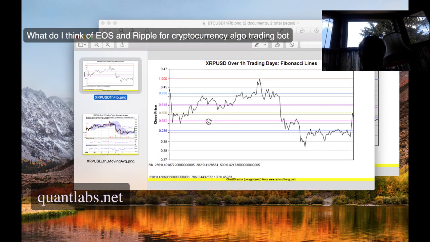And then what happens, and this is very similar, you'll get these fake positive entries in the 618. It didn't quite make it up to the 786, but it did here, and it eventually made its way to the level 100. But the thing is, I find that Bitcoin's a lot more predictable.